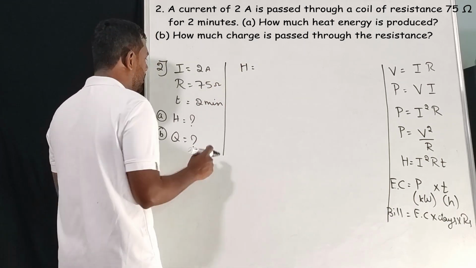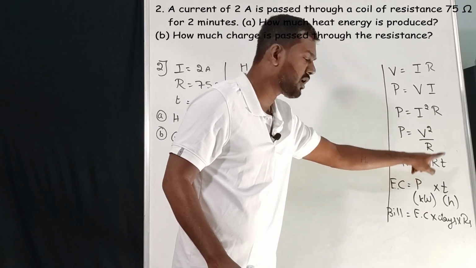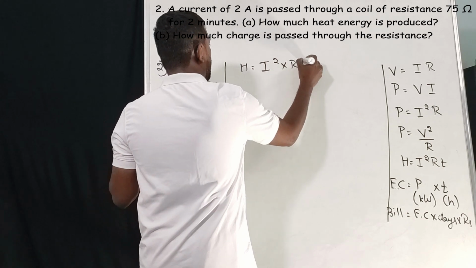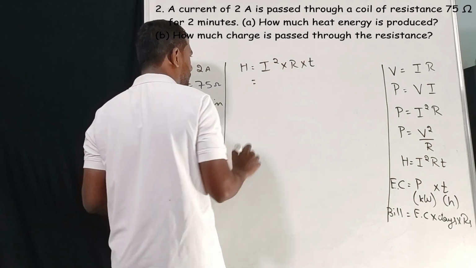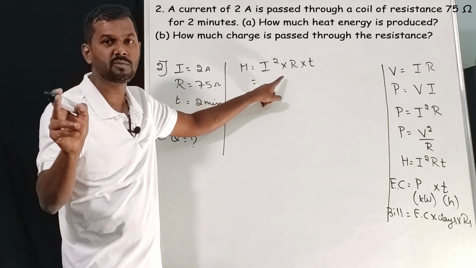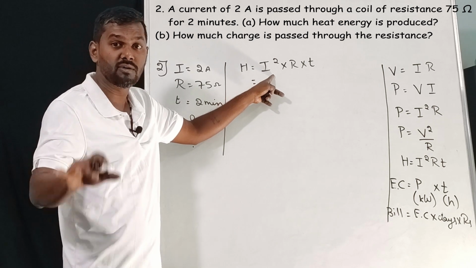H is equal to, see, we need to find H. H has only one formula. H is equal to I square R T, I square R into T. Okay. In ICSE, keep this in mind: for the formula there is no mark, but you have to write the formula.